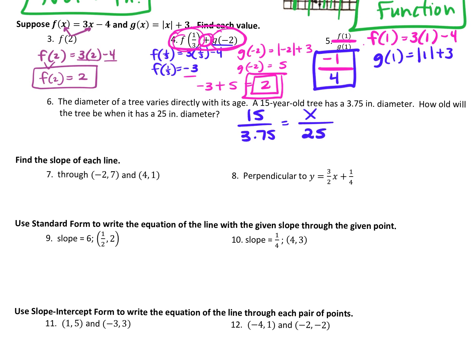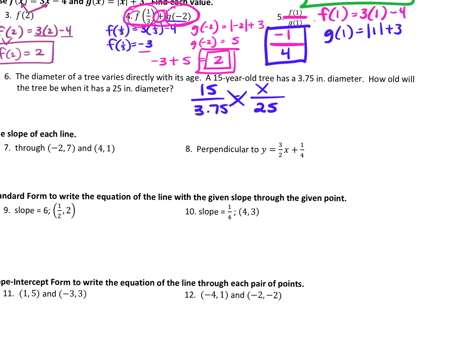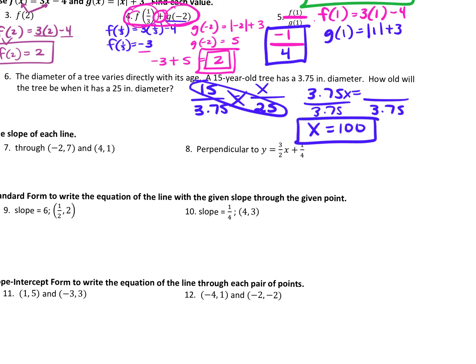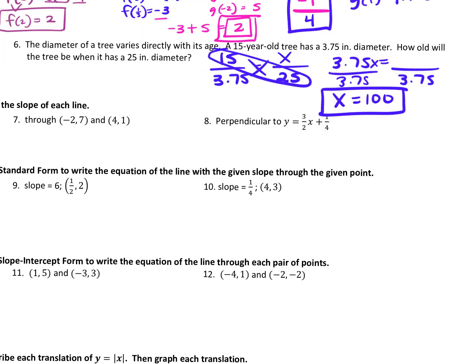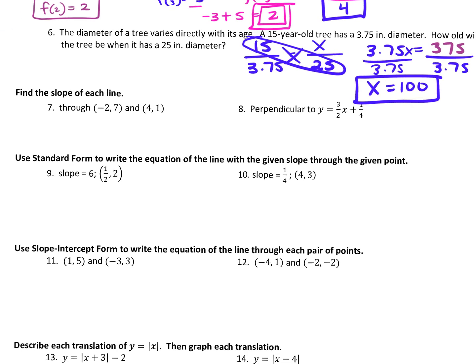Okay, so it looks like this, and then you are going to cross multiply that. So when you do that, in the end, 375 equals 3.75x. Divide by 3.75, and it comes out to 100. So that tree would be 100 years old. Sorry, that was 375.